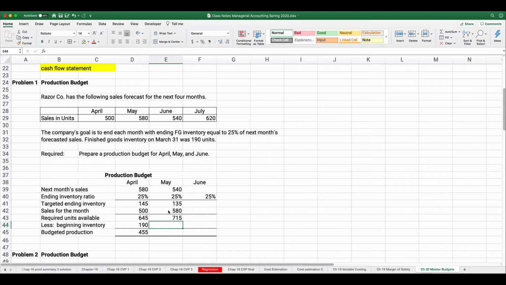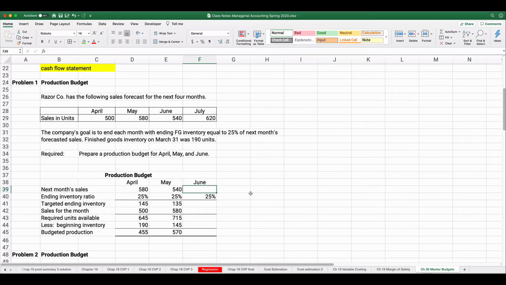Now, what's our beginning inventory? Our beginning inventory is the ending inventory of April, which we just calculated was 145. So 145 is our beginning inventory for May. And so therefore our budgeted production, we need 715. We start with 145. So we need to produce 570 in production for the month of May.